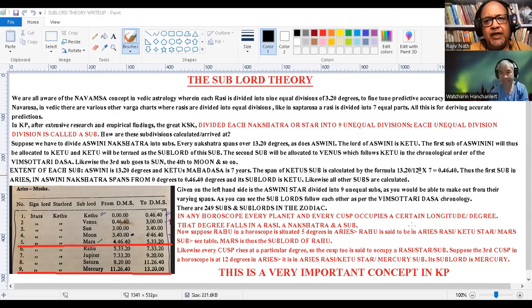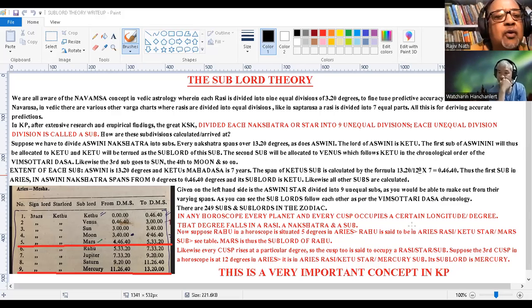Now in KP, after extensive research and empirical findings, meaning researched findings, the great KSK, that is KS Krishnamurti, felt that the tenets of Vedic astrology were not 100% accurate. There were some missing links. So he invented his own system, KP, Krishnamurti Paddhati. He saw that following the Navamsha and the divisional charts, they were yielding results, but not 100% accurate results. So he felt the need to fine-tune it further.